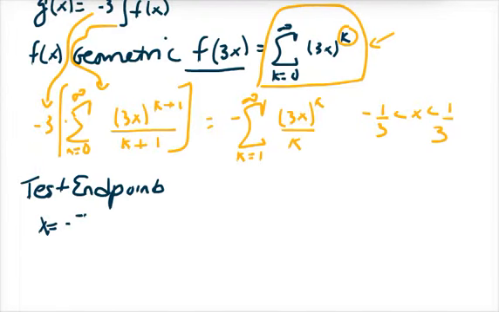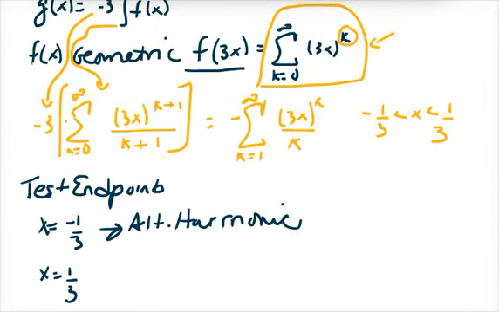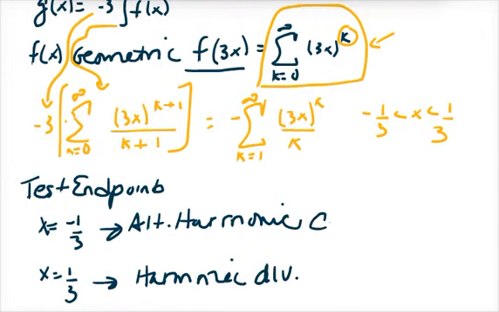And x equal to negative 1/3, and x equal to 1/3, produced an alternating harmonic series and a harmonic series. The first produced an alternating harmonic series, and that converged, and this was simply the harmonic series, and that diverged. So the interval of convergence was negative 1/3 up to but not including 1/3.